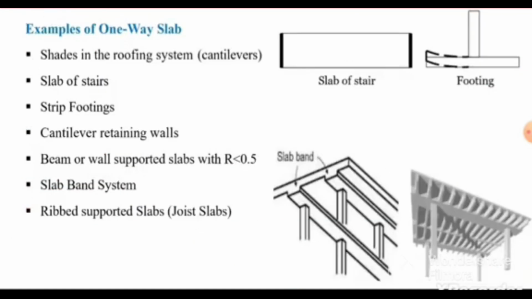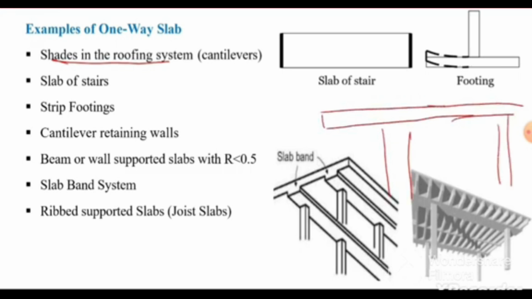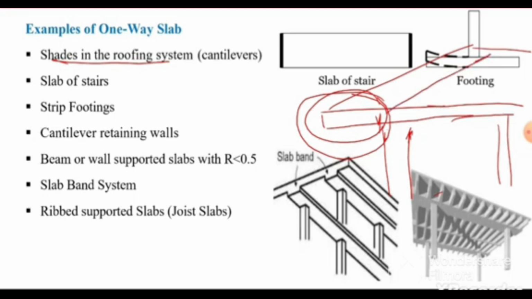So let's see some examples of one-way slabs in real structures. Shades in the roofing system are always one-way. If we have a slab supported by walls, for example like this, and we have a portion, a shade, extended beyond this support or beyond this wall, this much portion, this shade portion, will be considered as a one-way slab.